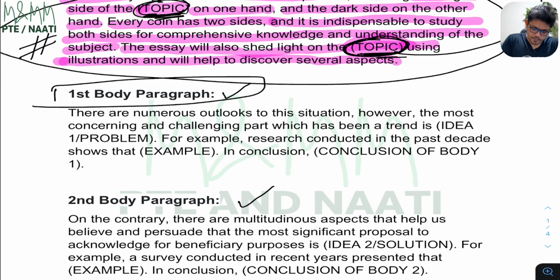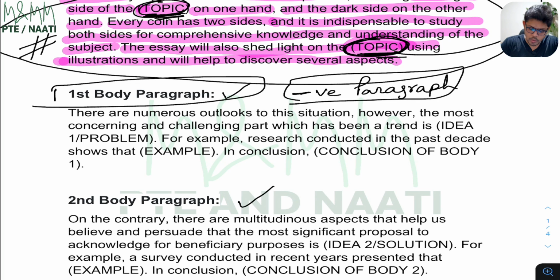First body paragraph. Now, whenever I say first body paragraph, it has to be a negative paragraph. Just write it down in your notebook wherever you are taking notes. No matter what essay you get, you have to make sure the first body is only discussing negative idea. Whatever you write, idea, example, whatever you write in the first body, it has to be negative only. That's the prime rule. Okay, let's read the body and see what it has to say.